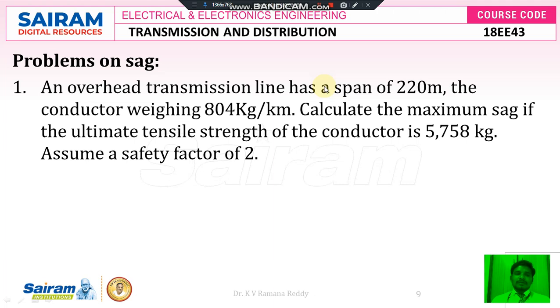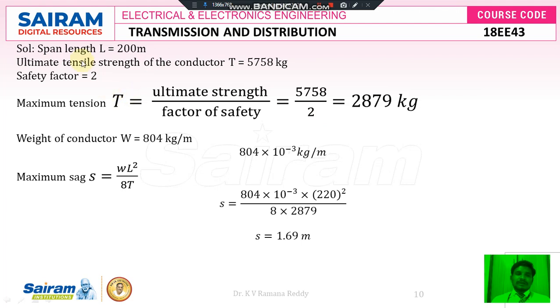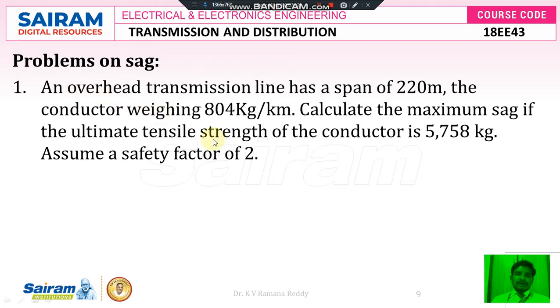Next, problems on sag. An overhead transmission line has a span of 220 meters. The conductor weighing 804 kg per kilometer. Calculate the maximum sag if the ultimate tensile strength of the conductor is 5758 kg. Assume a safety factor of 2. So according to the given problem, the given data here is span length capital L is equal to 220 meters. The tensile strength of the conductor capital T is equal to 5758 kg, and the safety factor here is 2. In the given problem, they asked to calculate the maximum sag.